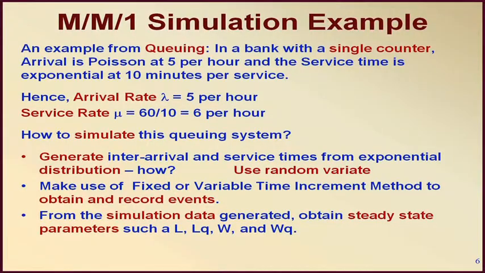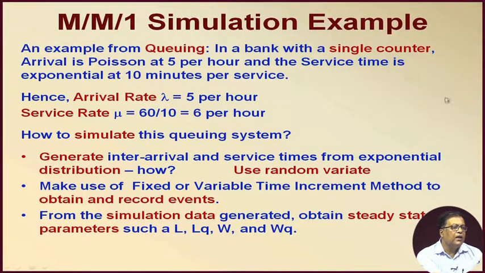So, this example is an M/M/1 queue simulation in a bank. There is a single counter, the arrival is at 5 per hour and service is exponential at 10 minutes per service. Arrival is Poisson distributed, and here the arrival rate lambda is 5 per hour, service rate mu is 6 per hour. All right, and how do we simulate this queuing system?